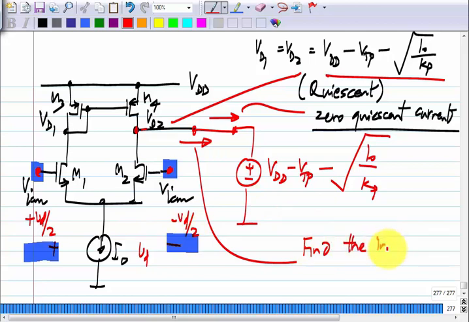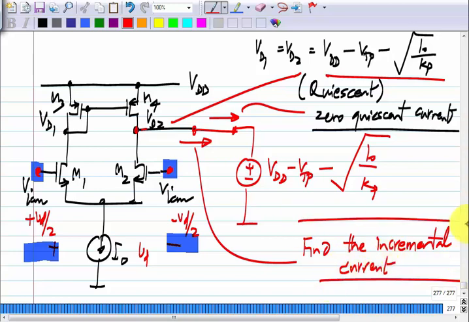Now, in this case model the transistors using only GMs. If you throw in all the GDSs, the answer will not be very different, but you will just get messy expressions. So, please draw the small signal equivalent of this and find the incremental current flowing in the short circuit. That is the Norton current of this whole thing.